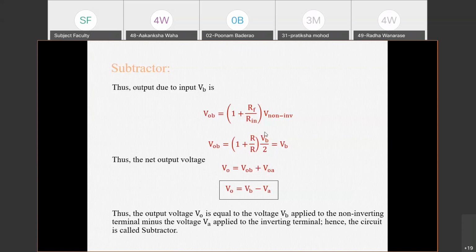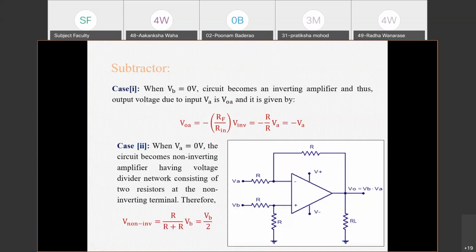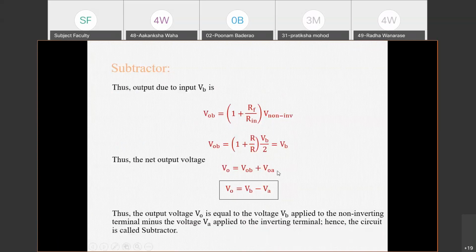And what was VOA? You can observe here, the value of VOA we got is minus VA. I'm putting that value here, minus VA. So this is the final expression of your circuit as a subtractor, the op-amp as a subtractor. When two inputs VA and VB are given to your subtractor circuit, your output will be VB minus VA. Okay. This is the final expression.